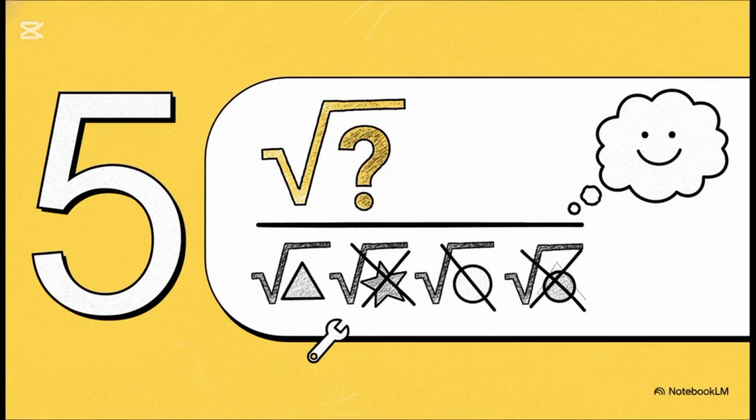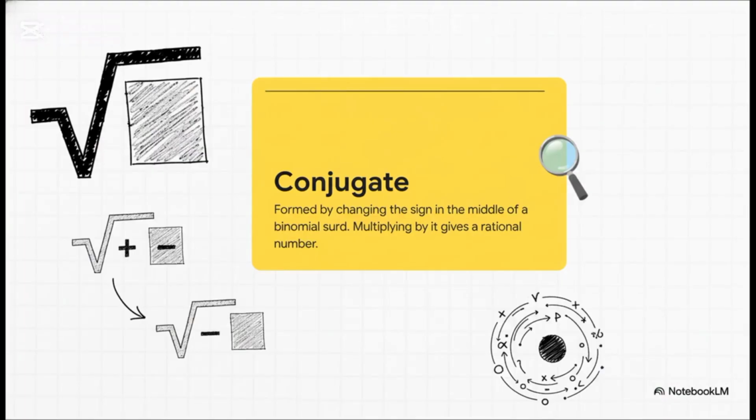Okay, team, we've made it to the final big skill, rationalizing the denominator. Now, I know that sounds super complicated, but the idea behind it is actually pretty simple. It's just a rule in math. We don't like to leave a surd on the bottom of a fraction. This is just how we clean it up. And to do this, we have a secret weapon.